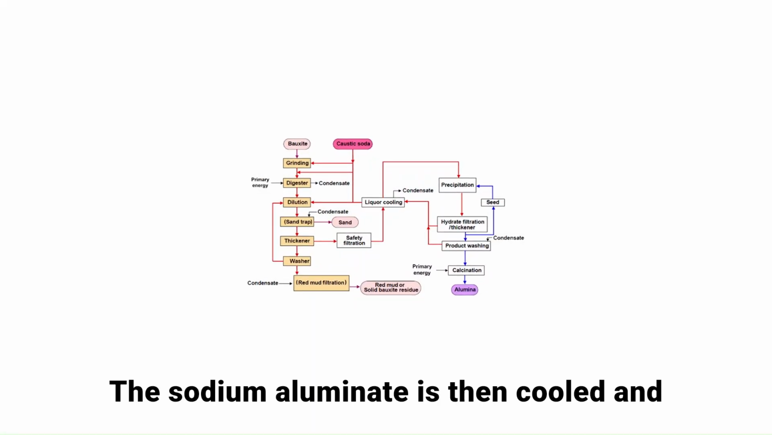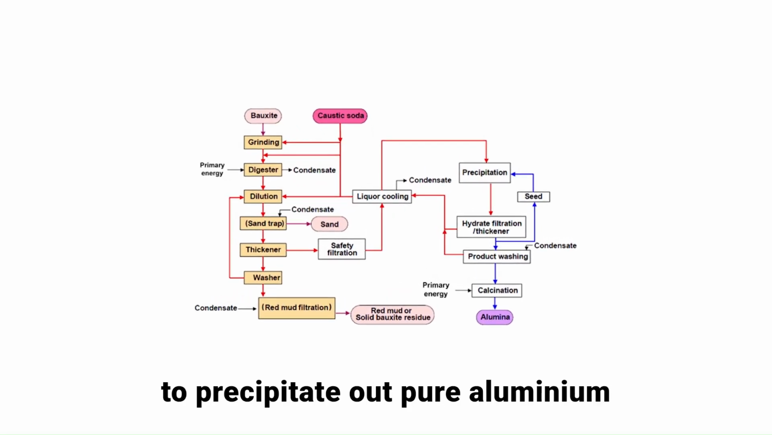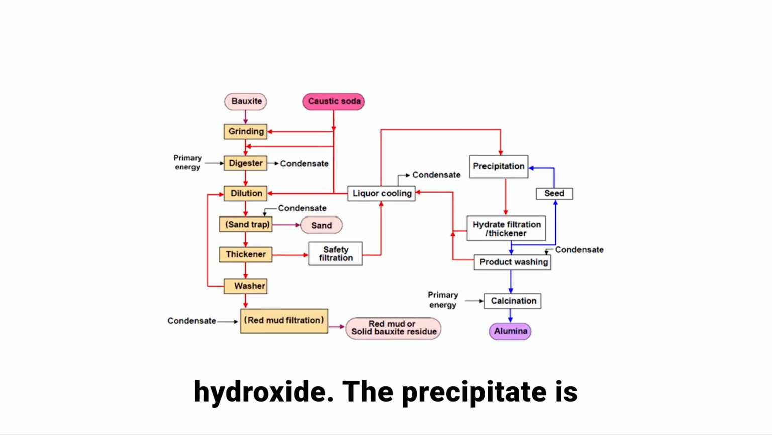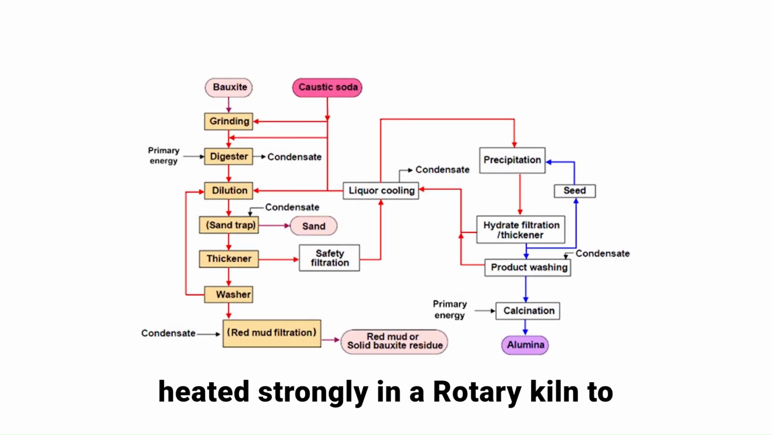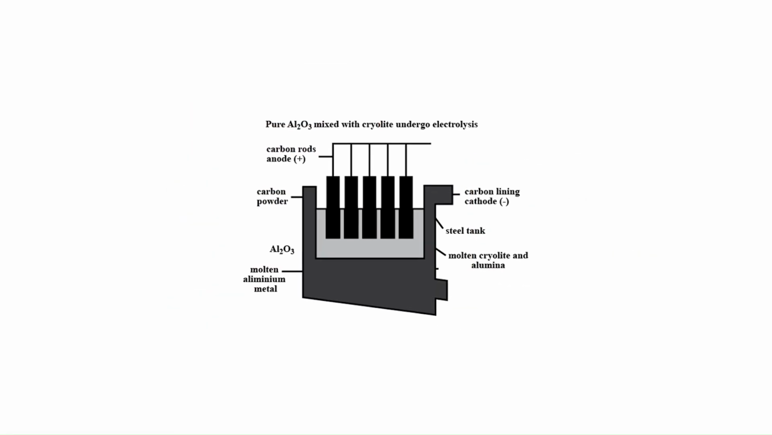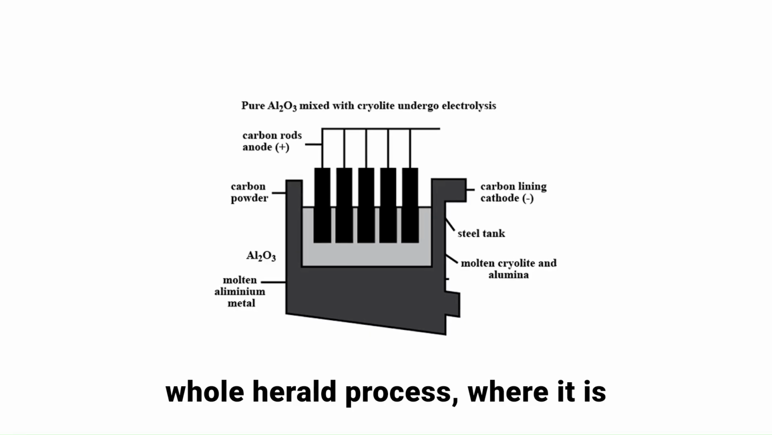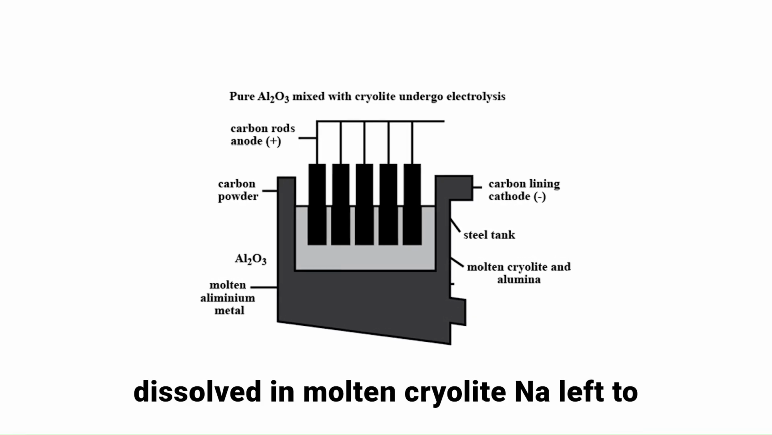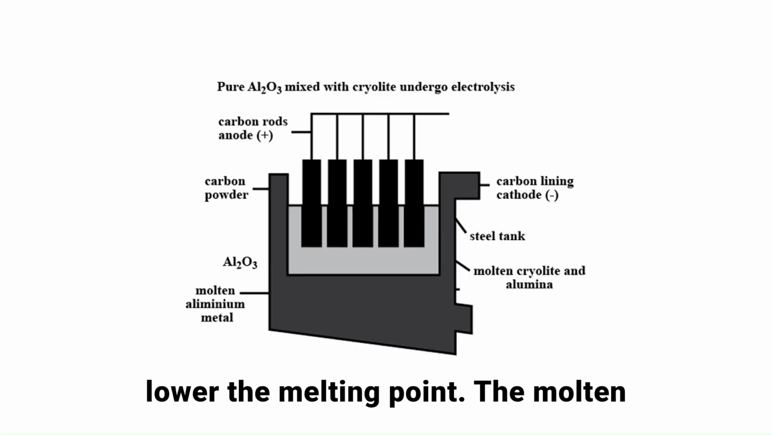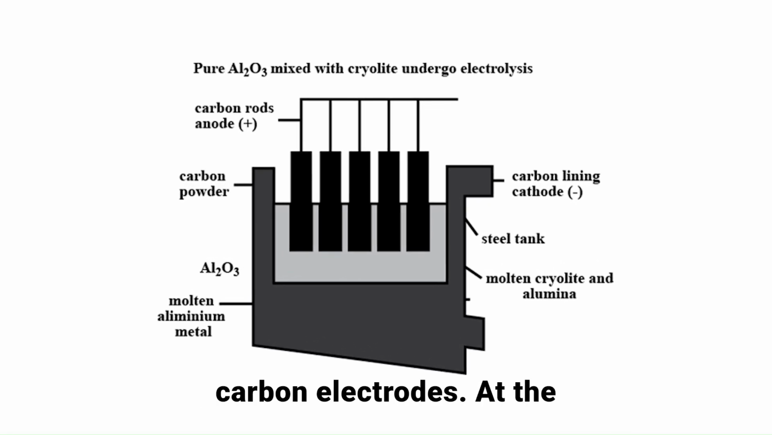The sodium aluminate is then cooled and seeded with aluminium hydroxide crystals to precipitate out pure aluminium hydroxide. The precipitate is heated strongly in a rotary kiln to obtain anhydrous alumina, Al2O3. This alumina is then subjected to the Hall-Heroult process, where it is dissolved in molten cryolite, Na3AlF6, to lower the melting point. The molten mixture is electrolyzed in a cell with carbon electrodes.